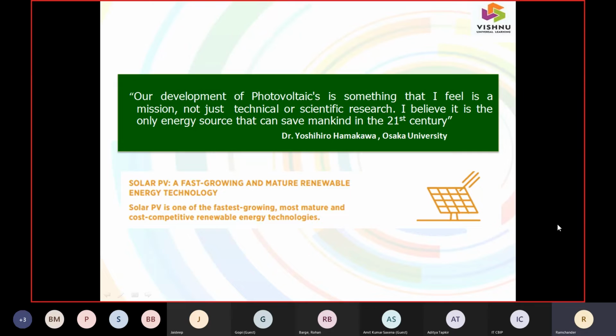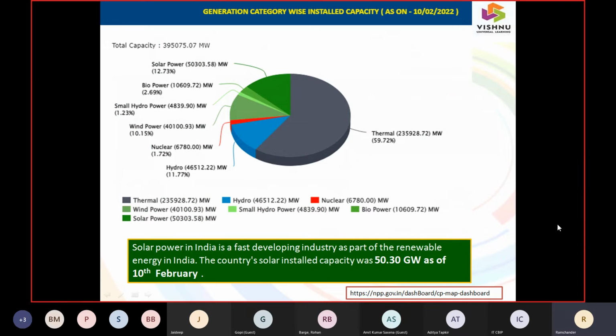Across the globe, all the countries are adopting solar PV systems. The advantage of PV is that it is a fast growing and matured renewable energy technology at present in the market, the most matured and cost competitive compared to other renewable energy technologies. We know many renewable technologies like wind, biomass, biogas, geothermal, even ocean technology. Many technologies are available, but solar PV is particularly commercially available. That is the reason we are all here today to know about the solar system.